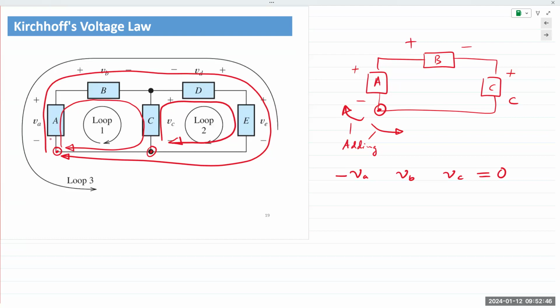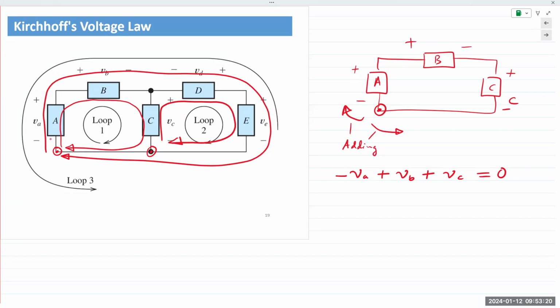Then I leave VA, I encounter VB. VB, I'm entering through the positive end, and so I put positive. I exit VB, and I come through C. I'm entering the positive end of C, put a plus sign in front of C, and that's it. I have my KVL equation. Minus VA plus VB plus VC equals 0. We'll take a pause and let that sink in.